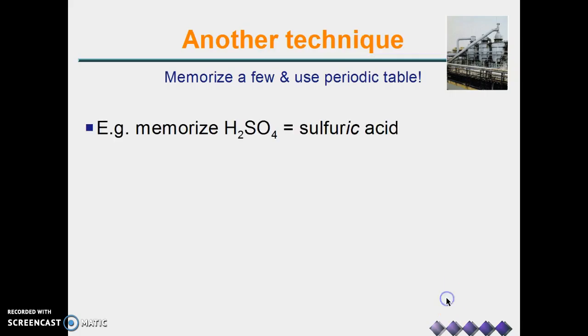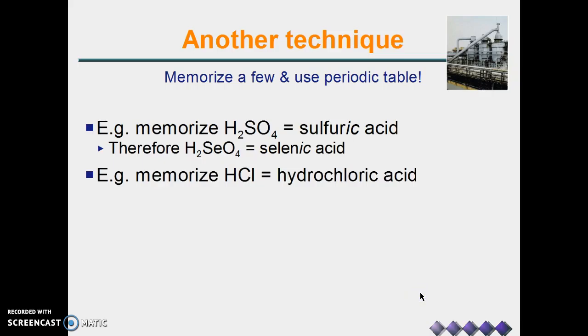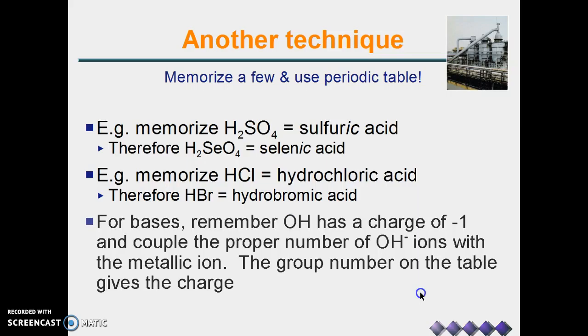So here's another technique. Memorize sulfuric acid, H2SO4. So H2SeO4 is selenic acid. If you memorize HCl hydrochloric, you get HBr hydrobromic.